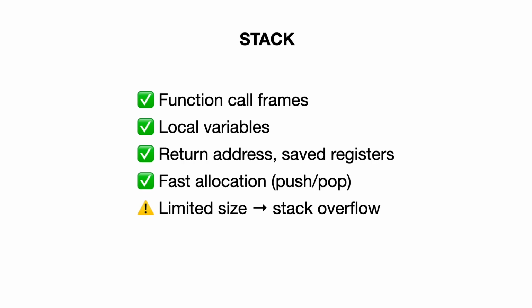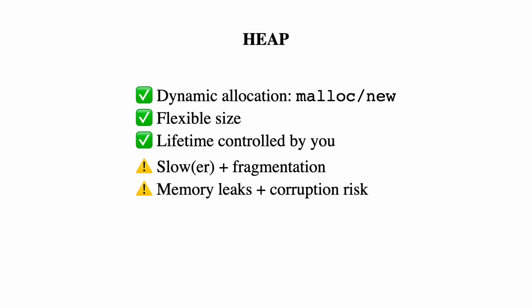What is stack? The stack is automatic memory, very fast, very predictable, but limited. That is why huge arrays inside functions are dangerous. They can crash instantly. What is heap? Heap is freedom with responsibility. You can allocate any time, any size, but you must free correctly. Most production bugs are heap misuse.